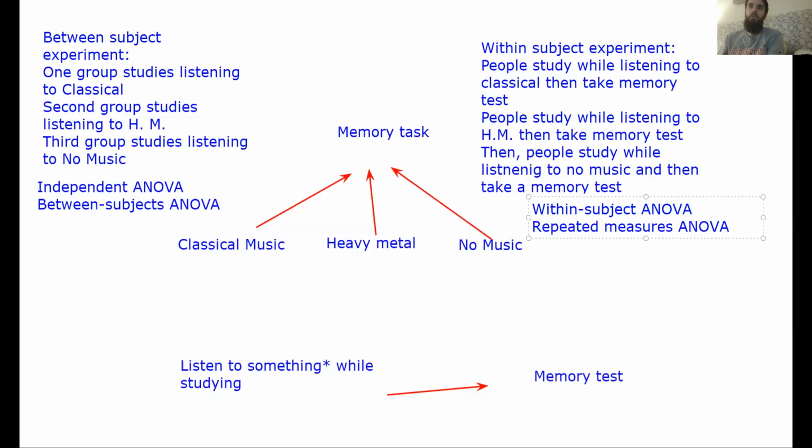So the null hypothesis is exactly what the null hypothesis has been the entire semester. There's no difference between the means. That the mean of this group, the classical music group, is equal to the mean of the heavy metal group, which is equal to the mean of the no music group. People will remember as many things when they study while listening to classical music as when they study while listening to heavy metal, as when they study while listening to nothing. Their memory is exactly the same in all three conditions. That's the null hypothesis. There's no difference between the means.